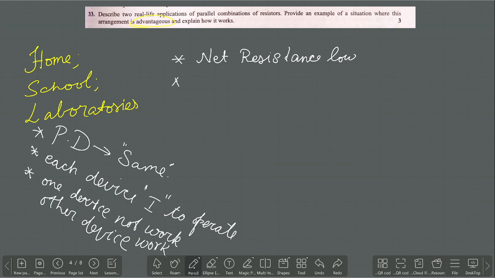And another advantage is that separate switches can be provided. Of these four points, they are asking for any one only. You can just write that one alone.